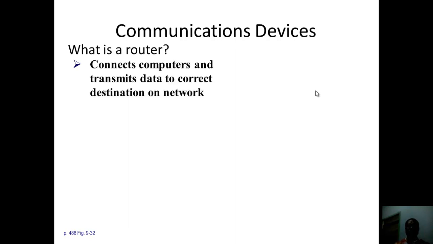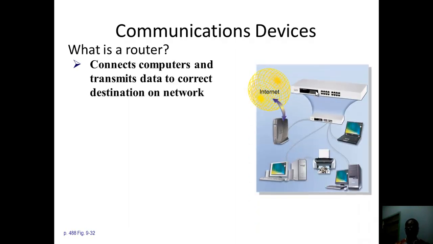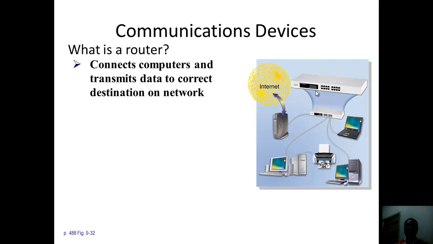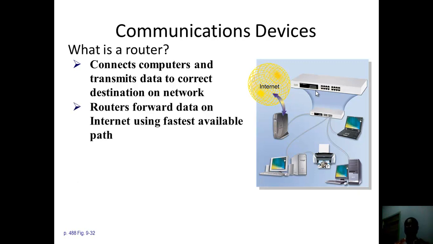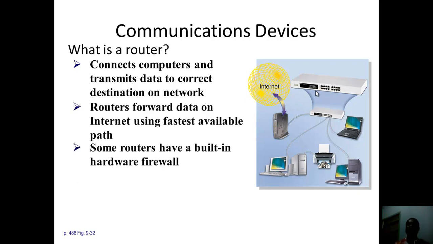Now, what is a router? A router is a device that connects one computer or one network to the other. They link two networks, and they can link one network to the internet. For instance, if you are in Valley View or any other particular location and you are accessing the internet, it is the router that is connecting your local area network onto the external internet. They forward data on the internet using the fastest path available.